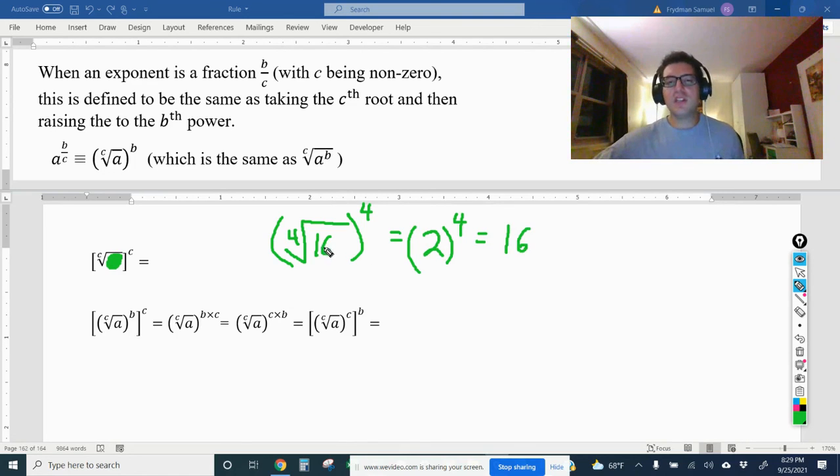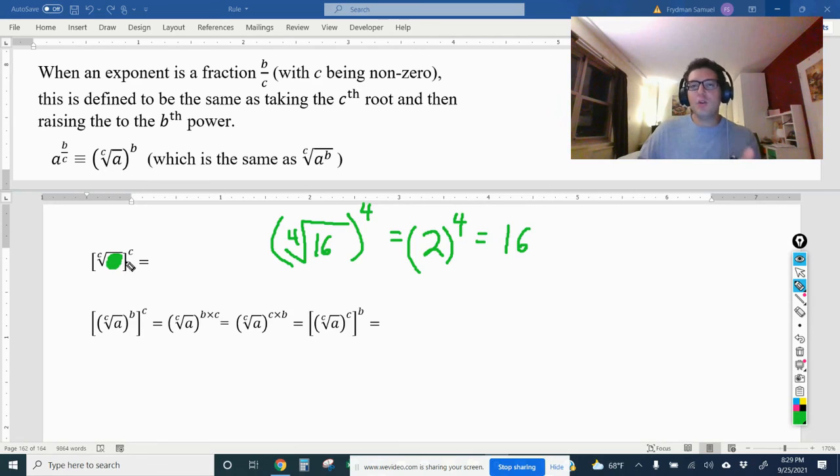So I started with 16, I took the 4th root and then raised the whole thing to the 4th power, I got 16 back. Well, that kind of makes sense because the 4th root of 16 just means the number that we need to multiply with itself 4 times to get 16 back. And we are doing exactly that because we're raising that to the 4th power, which means we are multiplying it with itself 4 times. So it makes sense that we would get 16 in the end.